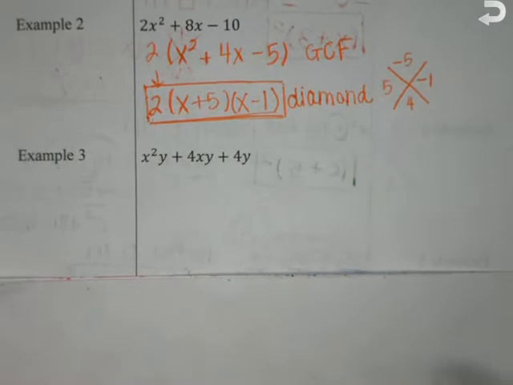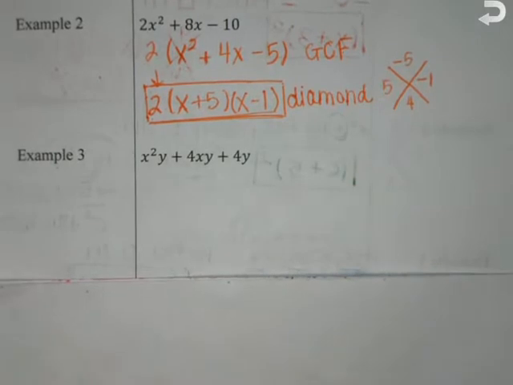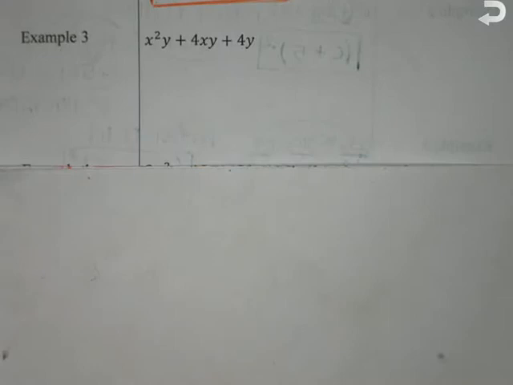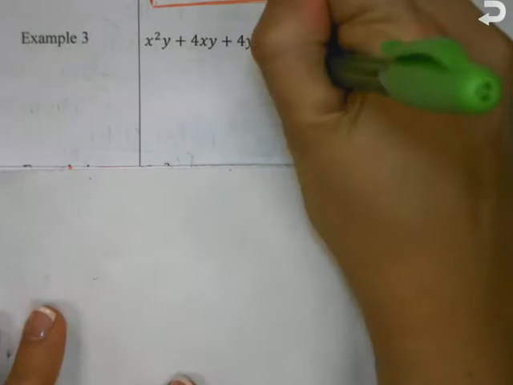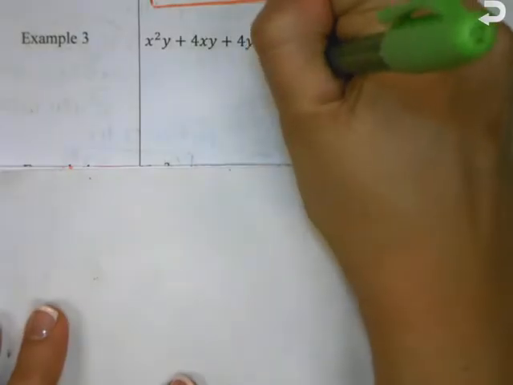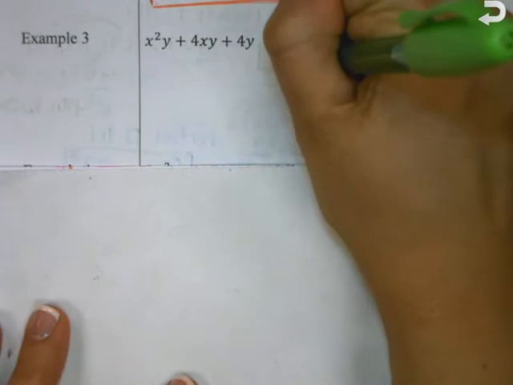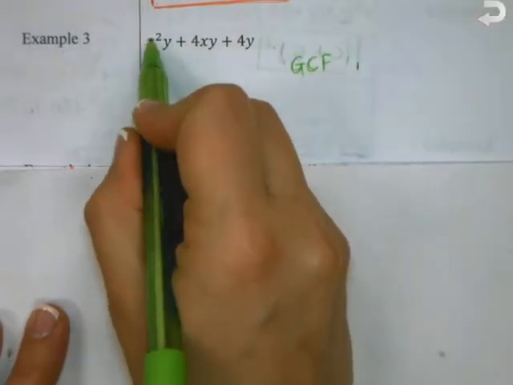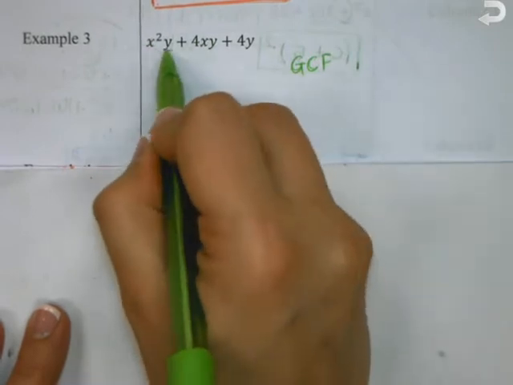Okay, there were actually 2 ways to do number 3, but the first thing you should always check for is what? GCF. Did you find a GCF? Yes. What was it? A y. This one doesn't have a 2, so it's not 2, but all of them have a y, so pull out the y.